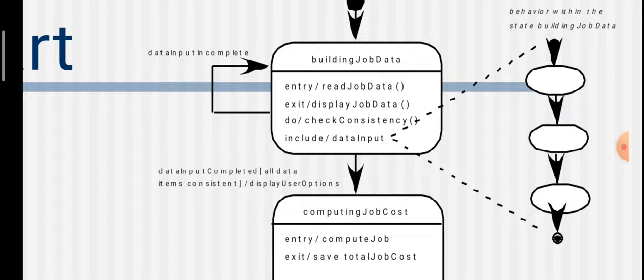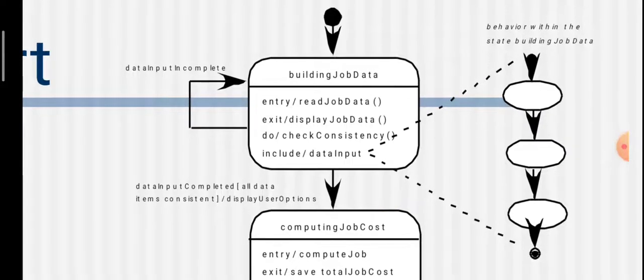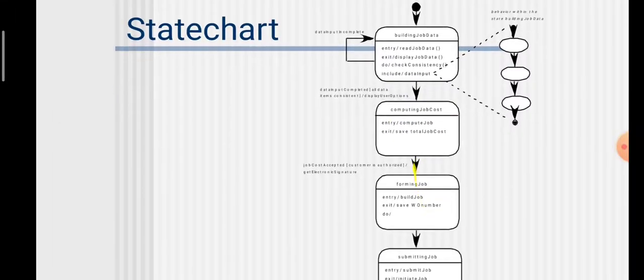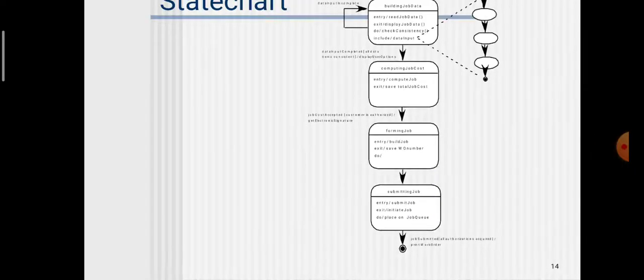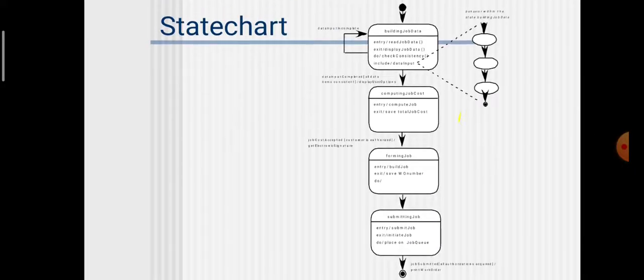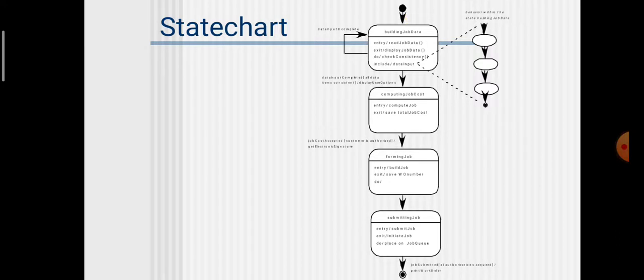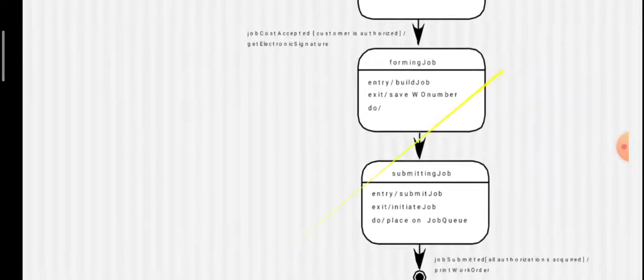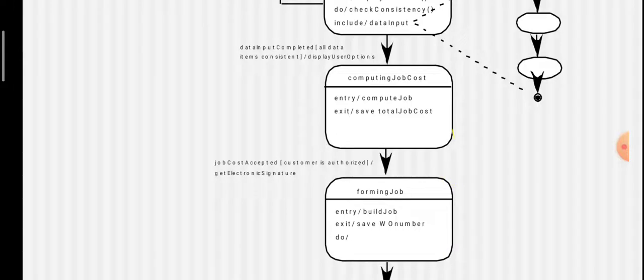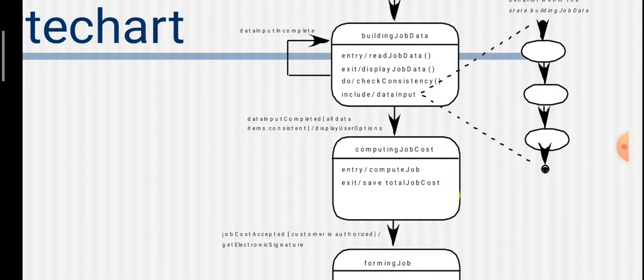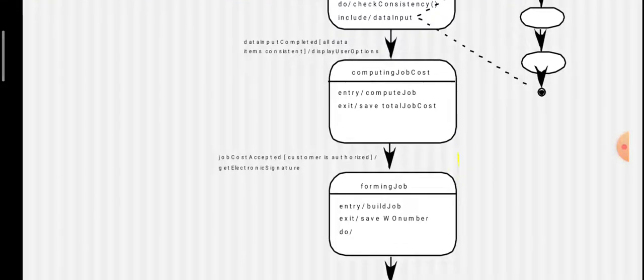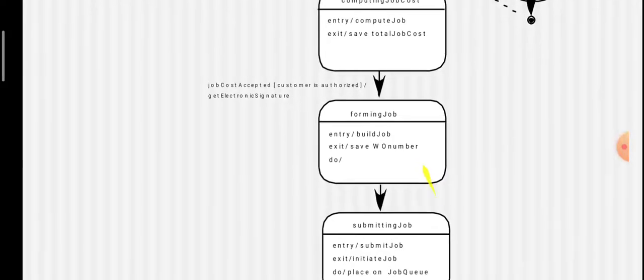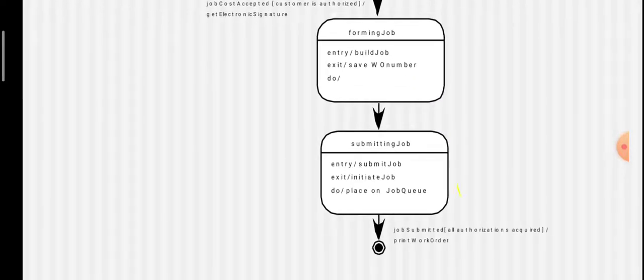Then it has to do check consistency. So in between it has to check the consistency. Then include the data input. So whatever data it has, it has to include. So based on this you can calculate the entire thing. So this is the start and this is the end. So by the end what we'll get, those are the different states. The first state is building the job data, second is computing the job cost, third forming job, fourth submitting job. So that is the end.